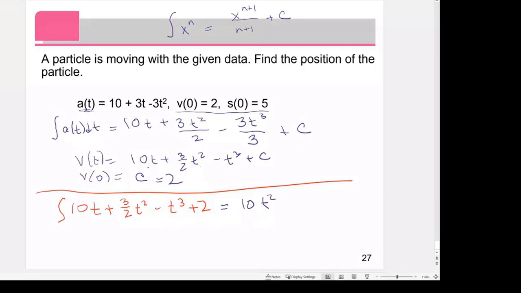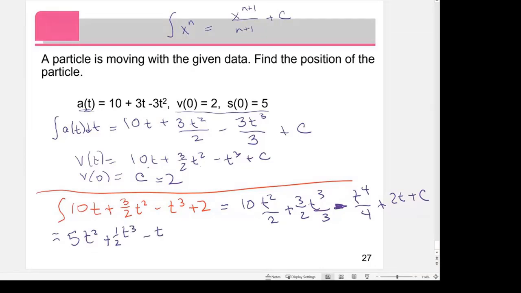10 times t squared over 2 plus 3 halves times t cubed over 3 minus t to the fourth over 4 plus 2t plus my constant. If I simplify that, I get 5t squared plus 1 half t cubed minus t to the fourth over 4 plus 2t plus c. And because this was my velocity, now this is going to be my distance.